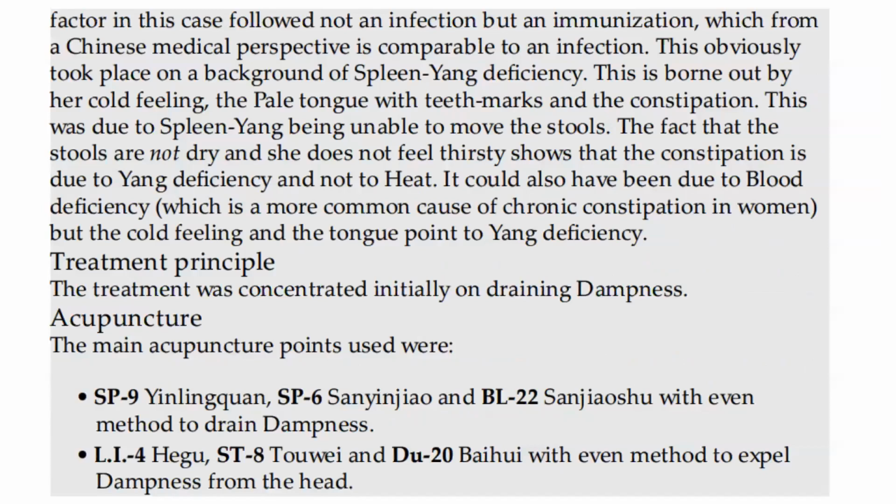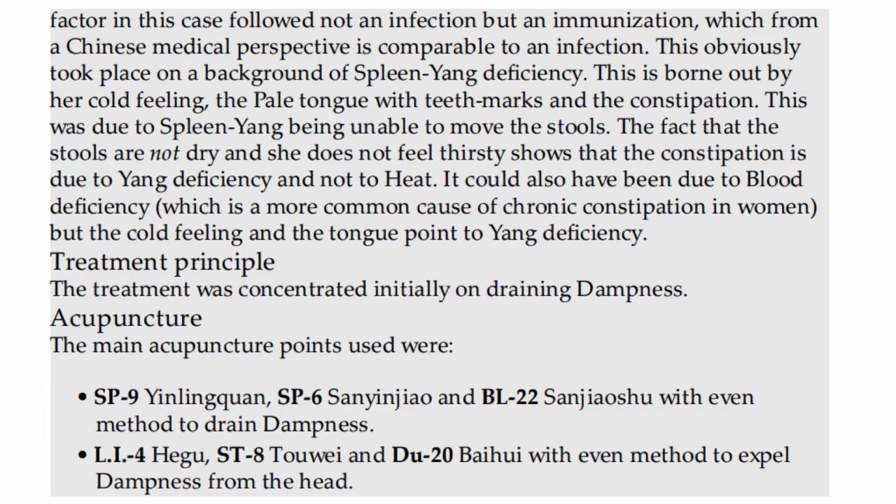This is borne out by her cold feeling, the pale tongue with teeth marks, and the constipation. This was due to spleen yang being unable to move the stools. The fact that the stools are not dry and she does not feel thirsty shows that the constipation is due to yang deficiency and not to heat. It could also have been due to blood deficiency, which is a more common cause of chronic constipation in women. But the cold feeling and the tongue point to yang deficiency.